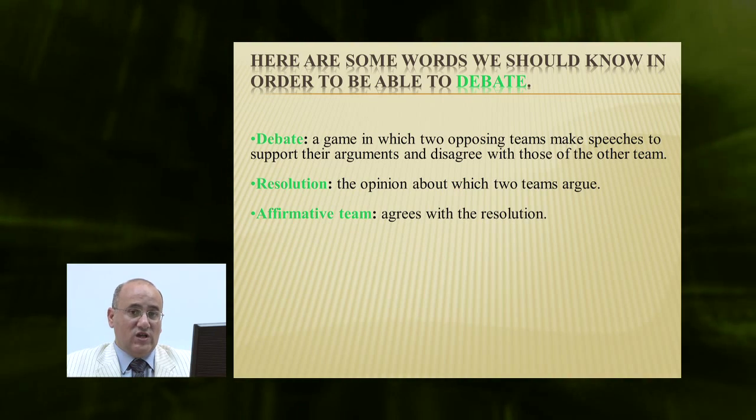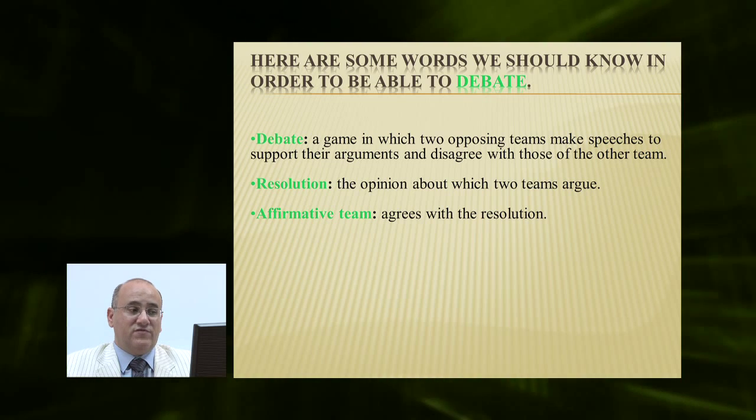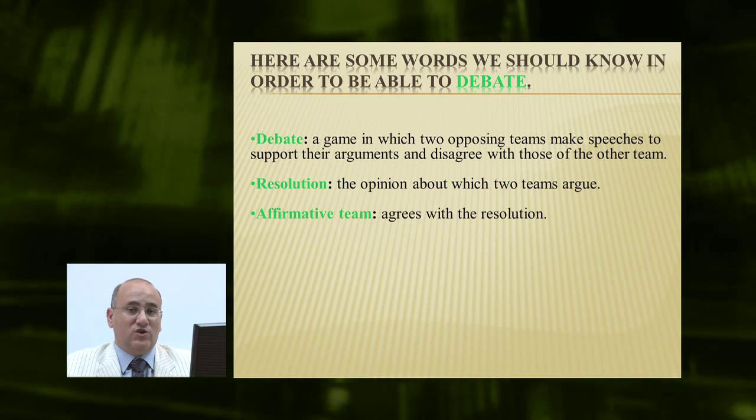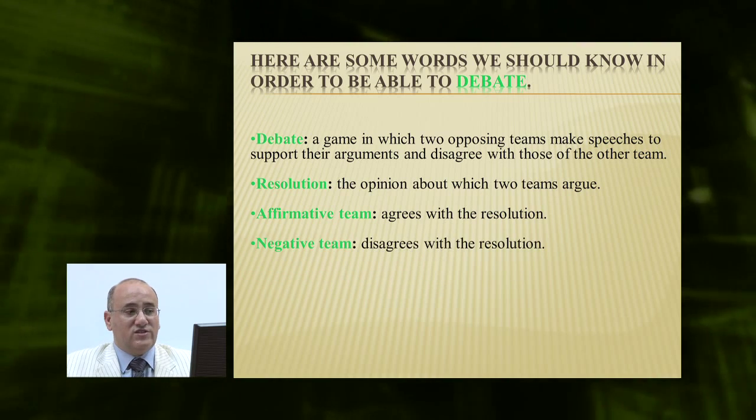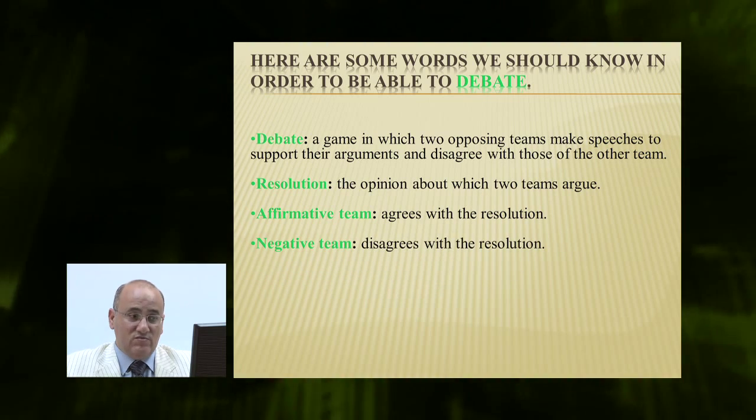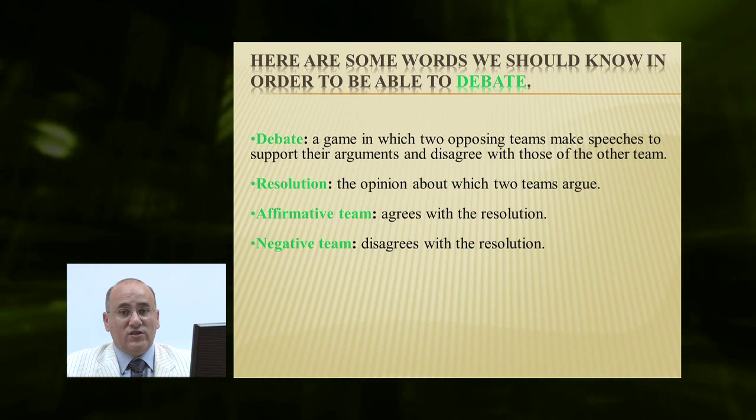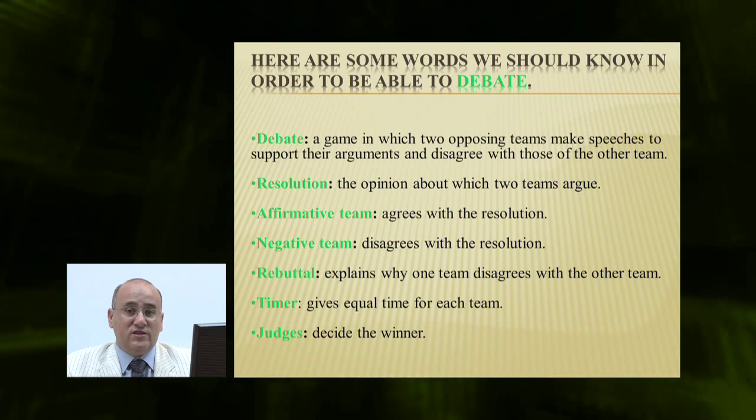Affirmative team. As you know, you have two teams. One of them is the affirmative team. It's the team who agrees with the resolution. The other team is called the negative team. The negative team disagrees with the resolution. Next comes the rebuttal. The rebuttal explains why one team disagrees with the other team. The timer. The timer gives equal time for each team. The last one, the most important role, is the judges. They decide who is the winner in the debate.